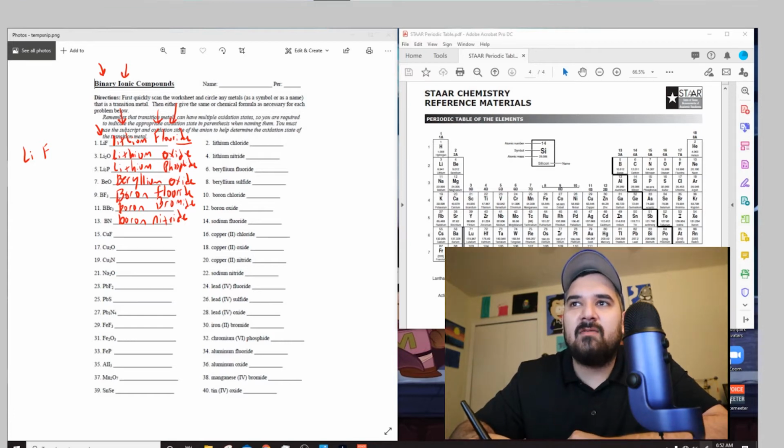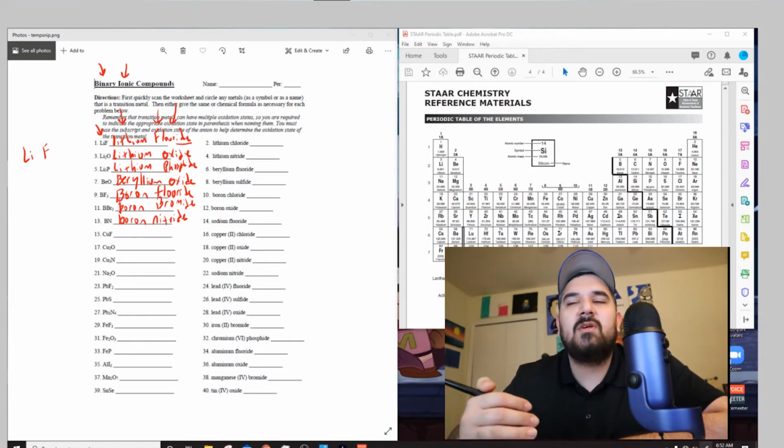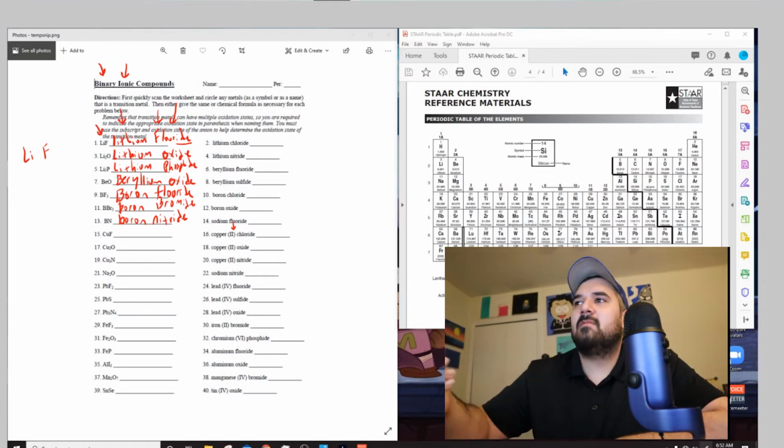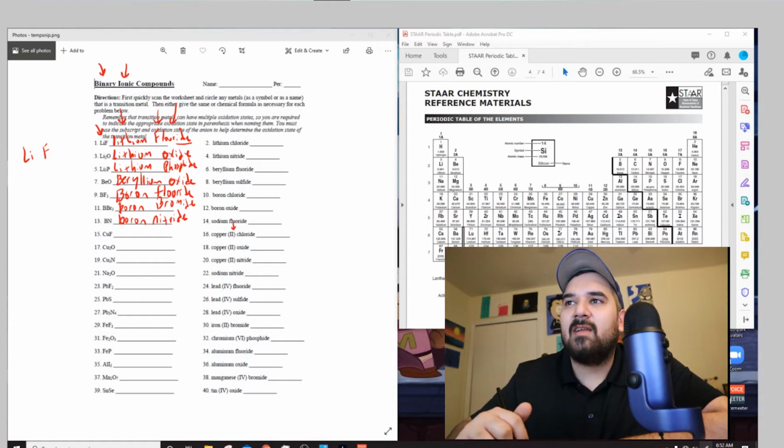All right, so here we have copper fluoride, copper oxide. So what changes here with number 15 is now we're using transition metals. When you're naming compounds that have transition metals in them, you always need to write in parentheses, that's what you see here, the charge that's on the transition metal. So let's go ahead and do that.